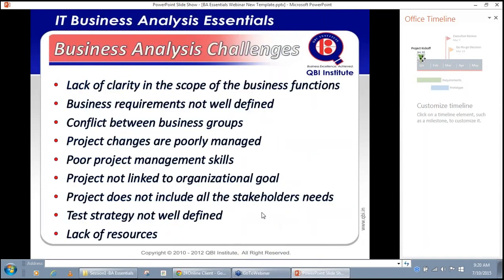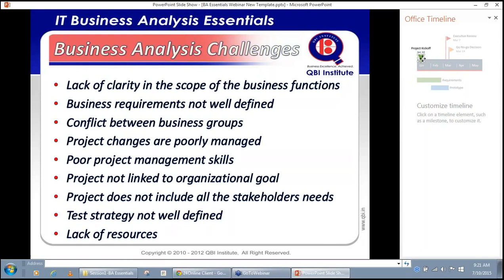What are the challenges which you face as a business analyst on the job? And friends, let me tell you upfront, all of these challenges, if you see through in a clear manner, have to do with the requirements part of the project. So lack of clarity in the scope of business functions, business requirements not well defined. So you see, you have to be able to understand the business requirements. Conflict between business groups. So different stakeholders can have different priorities.